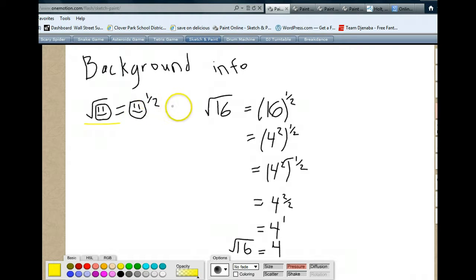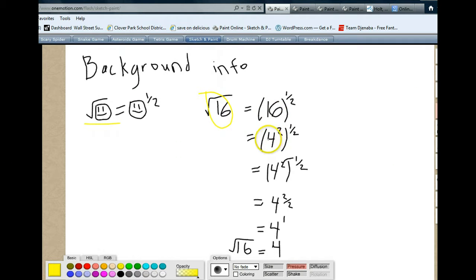And so let's apply this to something like the square root of 16. We know the square root of 16 to be 4, but let's apply the calculus rule to the square root of 16. So if I have the square root of 16, I know that it's going to be 16 to the 1/2 power. I know that 16 is also the same thing as 4 squared.